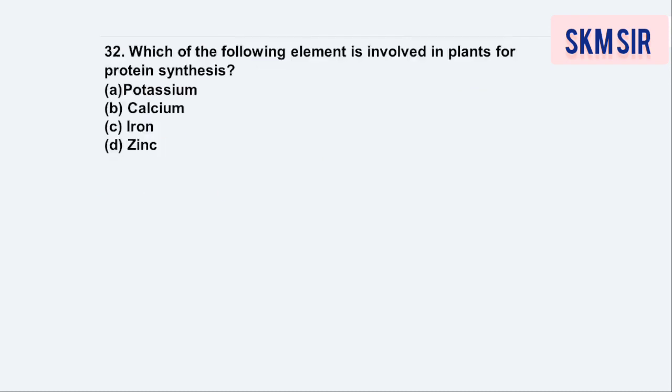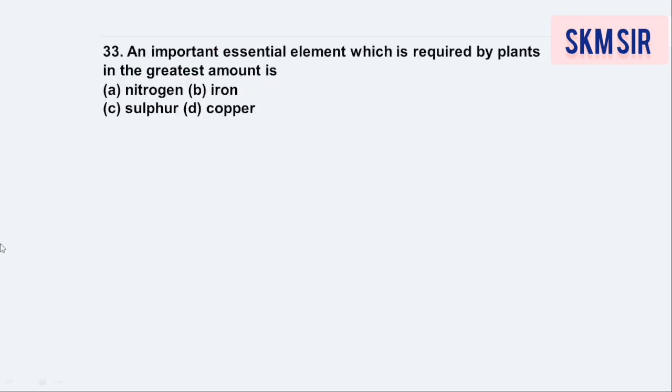Okay. Coming to the next question, that is 32. Which of the following elements is involved in plants for protein synthesis? This is also very easy. What do you think? It is potassium. Okay, for protein synthesis in plants, potassium is responsible. Coming to the next question: an important essential element which is required by the plant in the greatest amount. Obviously it is nitrogen only.